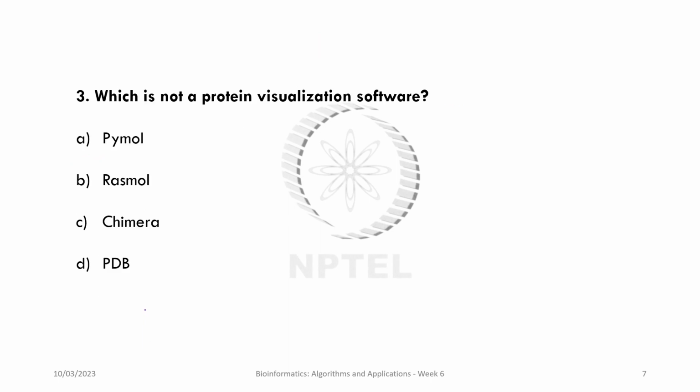Okay. Question 3. Which is not a protein visualization software? Option A, Pymol, B, Rasmol, C, Chimera, and D, PDB. Thank you, Hari. Others? Thank you, Malini.